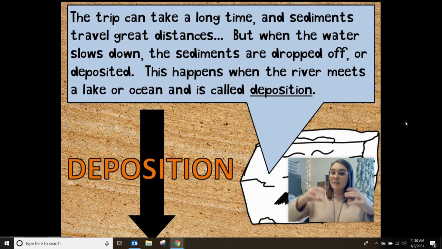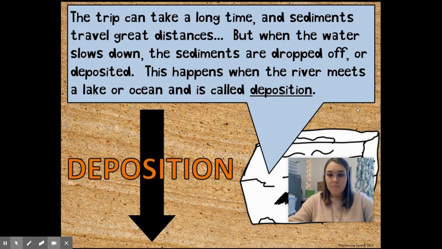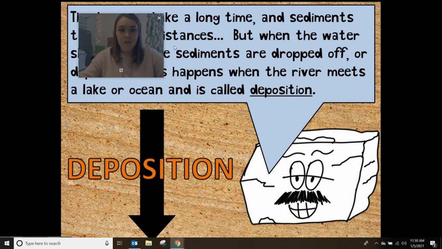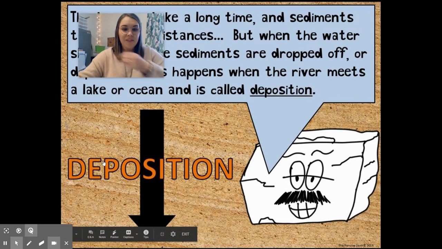So again, rain comes down, it gets into a rock, the rock freezes and breaks. That's weathering. Weathering breaks it. Erosion, it's in a river, and the river takes it down. And then finally, when it meets a lake, it drops it off, and that's deposition. That's the life cycle of a rock or sand. Well, there we go. And that is the end of our PowerPoint today.